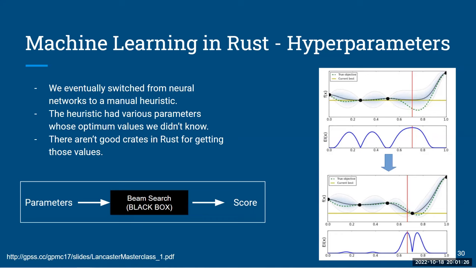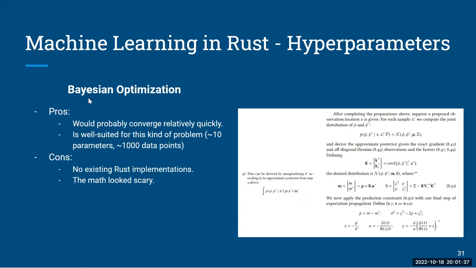What we found, unfortunately, was that right now there are not good crates in Rust for getting those values. So the first thing we looked at was Bayesian optimization. And Bayesian optimization has upsides. We've used it before in previous projects. It is well suited for this sort of problem where you have roughly on the order of 10 parameters, on the order of 1,000 data points, since it's order n cubed in terms of the amount of time it takes to compute the next point from given existing points. The problem is that there are no Rust implementations that we could find, or there were no Rust implementations as of a few months ago that we could find.